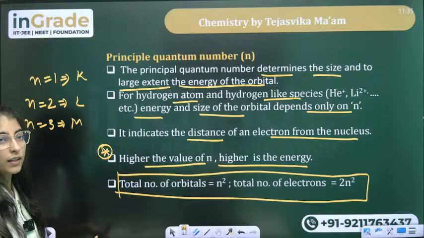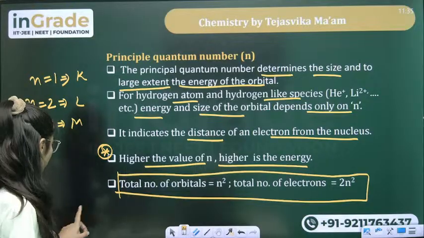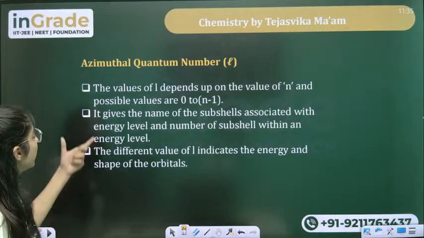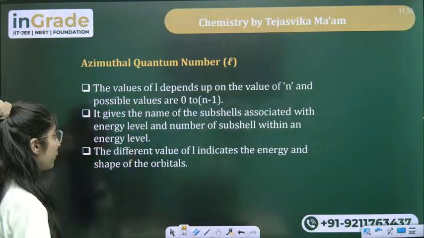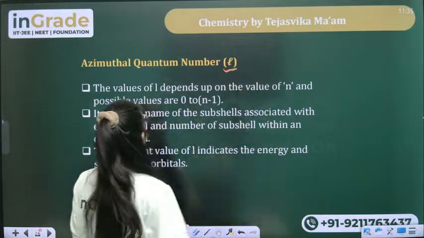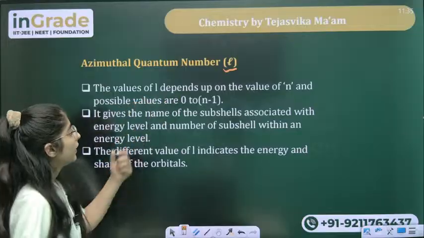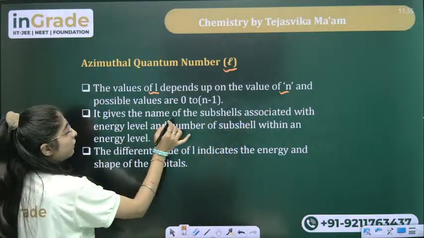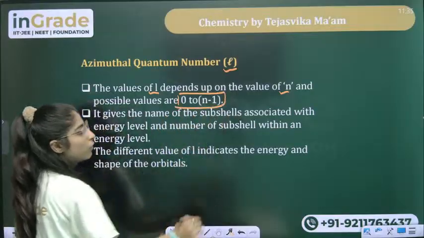We are discussing here quantum numbers, Preeti. Let's move further and see the next slide, that is your azimuthal quantum number. That is represented by L. So the value of L depends upon the value of n. It simply says that its value will lie between 0 to n minus 1.